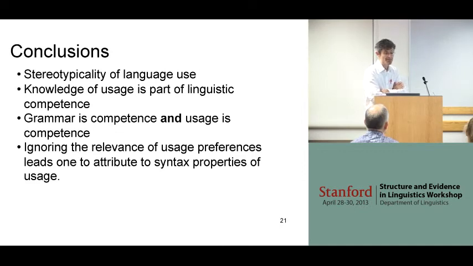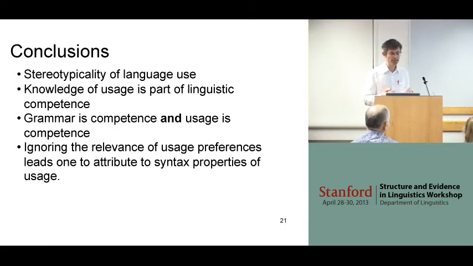So, conclusions. There's a lot more stereotypicality in language use than you might think. And knowledge of usage, I think, is a part of linguistic competence. And so, to paraphrase the title of a paper by Newmeyer, which was something like "Grammar is Grammar and Usage is Usage," what I would say is that grammar is a kind of competence, but usage is also a kind of competence. And people really are aware of these usage preferences, otherwise they couldn't follow them. I mean, how could they be following them if they weren't aware of them, if they weren't part of their competence? Not the same thing as their grammar competence, maybe, but it's still part of linguistic competence.